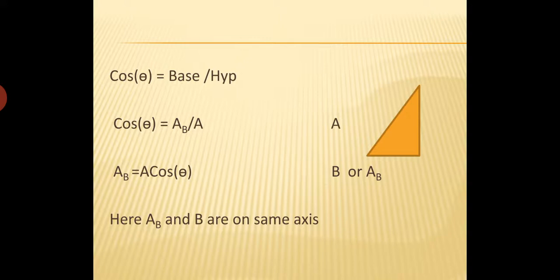So putting the values in the equation cos theta is equal to base by hypotenuse, we get cos theta is equal to ab divided by a, and from here ab is equal to a cos theta. So this is the projection of a on b. Here ab and b are on the same axis, so the angle between them is 0 degree.